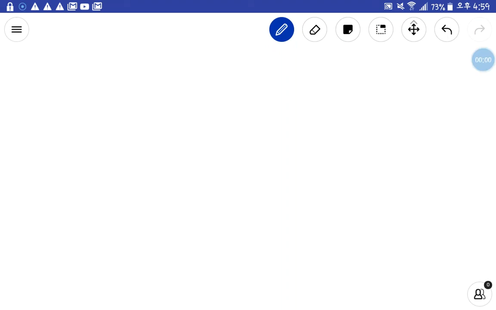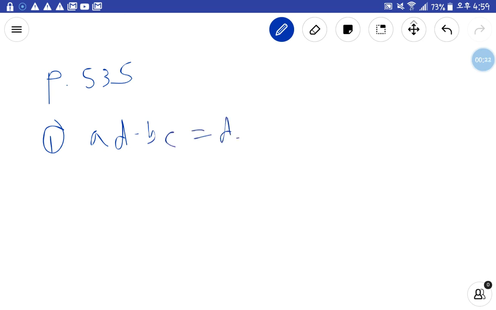Hi guys, in this video we're going to work on the determinant of a square matrix. So please open your book to page 535. There is a simple test that determines if a 2 by 2 matrix has an inverse. We have to check AD minus BC. That's what we call the determinant.